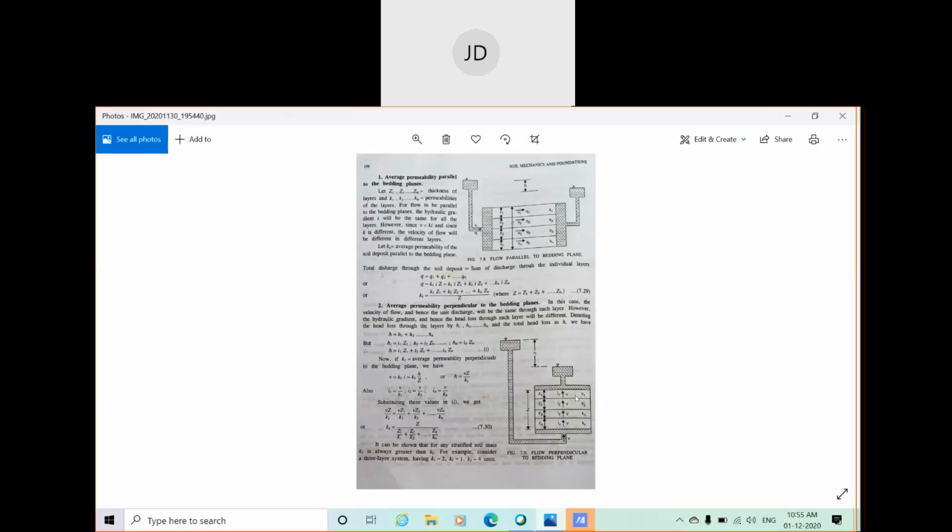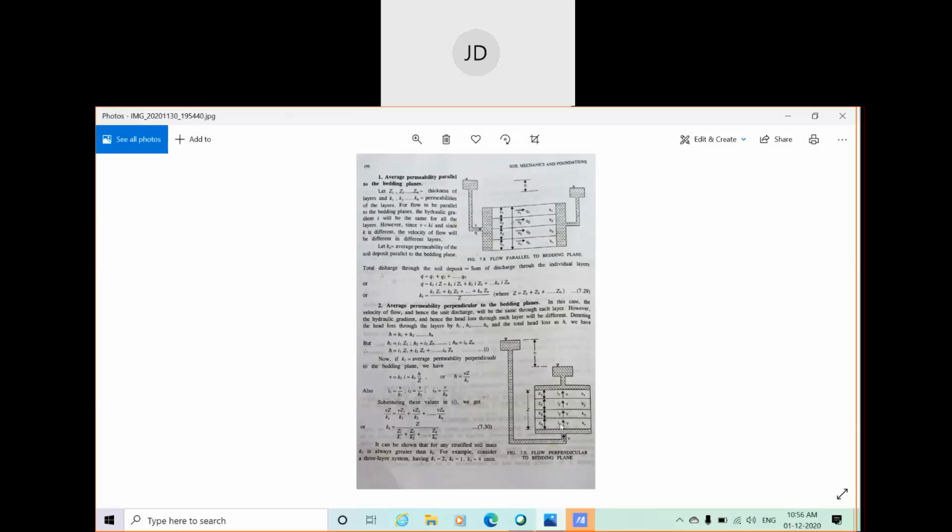So here you can see the representation of the layers. This is layer 1, 2, 3, and so on up to layer n. K1, K2, K3 up to Kn are the coefficients of permeability of each layer, and Z1, Z2, Z3 up to Zn are the thickness of each layer. So velocity will remain constant throughout each layer, and unit discharge, that is the value of Q, also remains constant. So in this case, velocity of flow, hence the unit discharge, will be the same through each layer. However, hydraulic gradient and hence the head loss through each layer will be different.